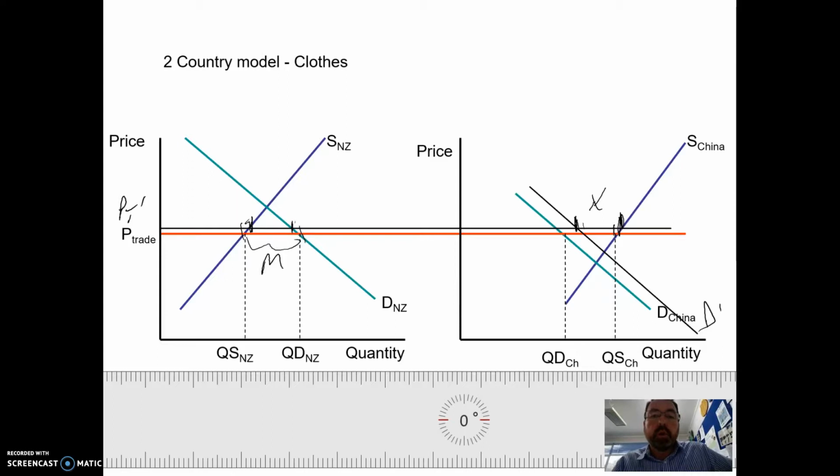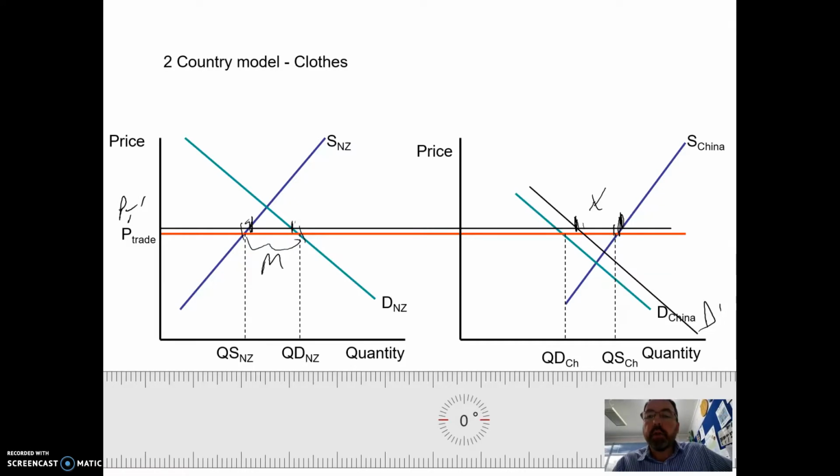In New Zealand, the increased world price causes domestic consumers to demand less. There's the law of demand in action. As the price goes up, quantity demanded decreases. And as the world price goes up, so in New Zealand domestic suppliers of clothing will manufacture more because it's more profitable. That's the law of supply.